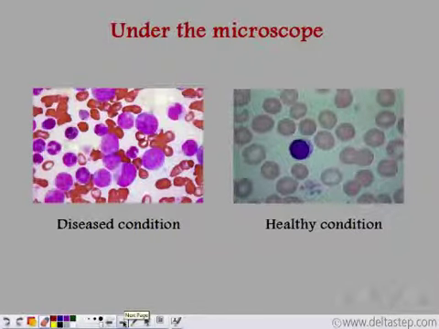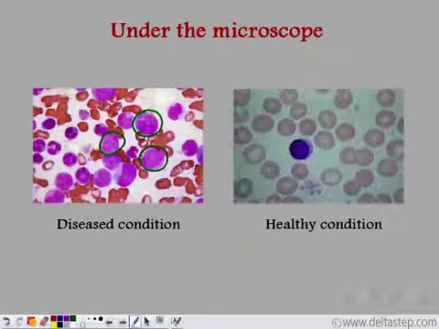This is the blood of a diseased man when looked under a microscope. See, there is a lot of white blood cells present in his blood. You can easily distinguish the white blood cells from the red blood cells because white blood cells have a distinct nucleus present in them.